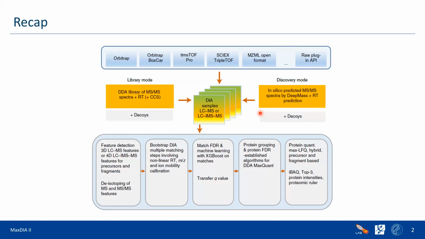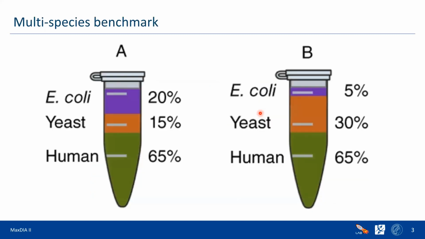Cool. Also, Jürgen today covered how MaxDIA deals with FDR, but FDR is not enough. We can talk about identification, but of course quantification is a very important topic as well, and we have to check that robustly. So one of the experiments which you're going to see a lot through the presentation is the multi-species benchmark.